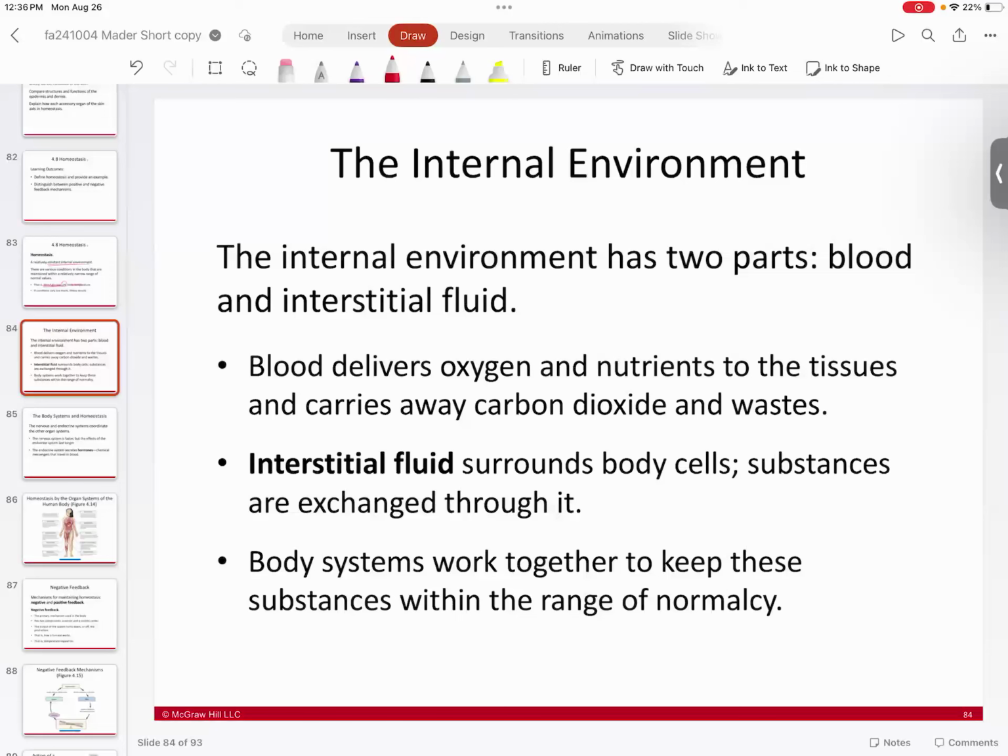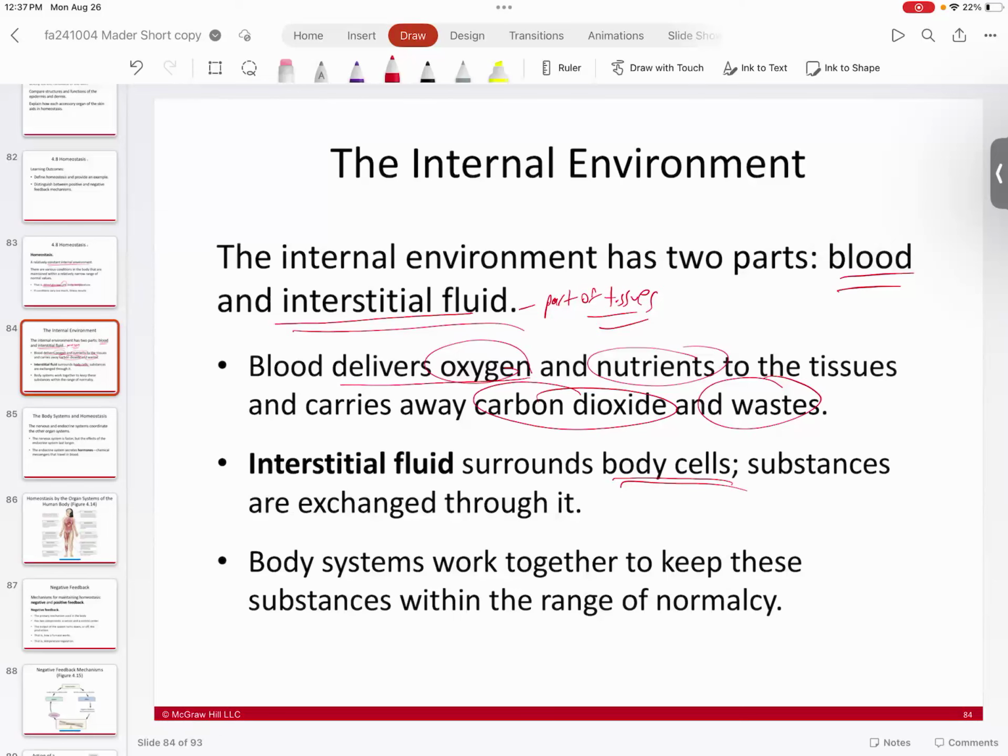So there's a couple of parts of this, right? Ultimately, when you take a look at your internal environment, you have two main regions. You have the blood, which is part of your cardiovascular system, and you have interstitial fluid, which is part of your tissues. Blood is going to be basically delivering oxygen and nutrients to the tissues, and it's going to be carrying away carbon dioxide and wastes. Interstitial fluid basically surrounds your body cells and will exchange substances through it. That's how it communicates with the blood.